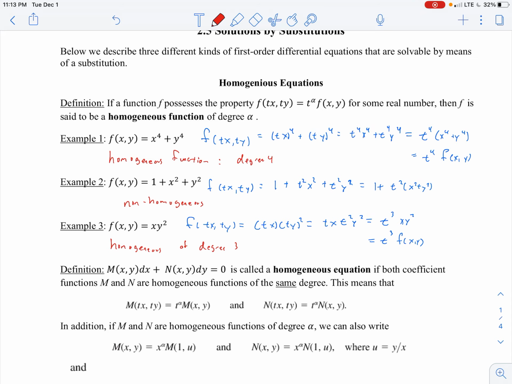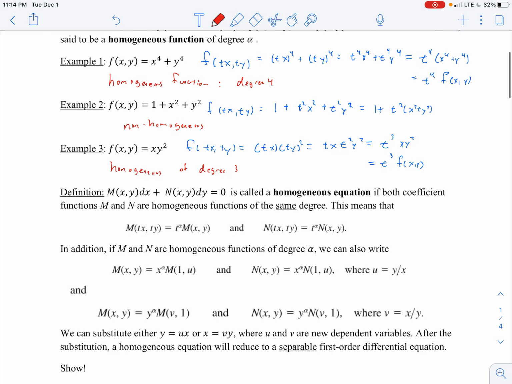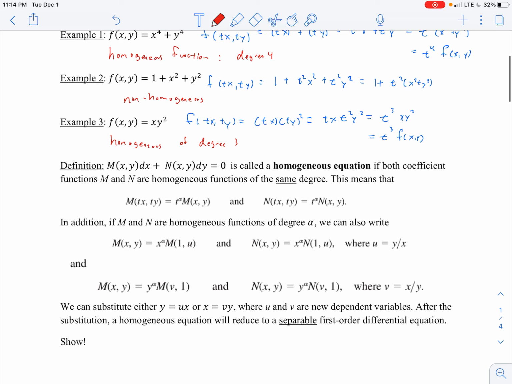That means that when we check to see if they're homogeneous or not, I check M, see what degree that is, and I check N, see what degree that is. If they're both of the same degree, then yes, we will say that we are dealing with a homogeneous equation. So once we establish that, we can say that M and N are homogeneous of degree alpha.